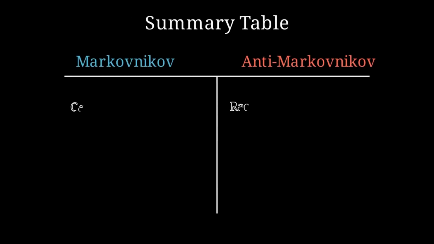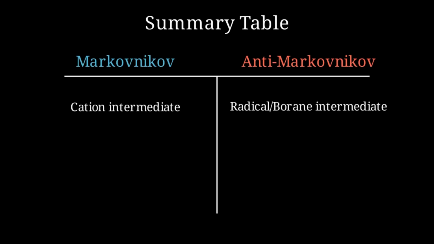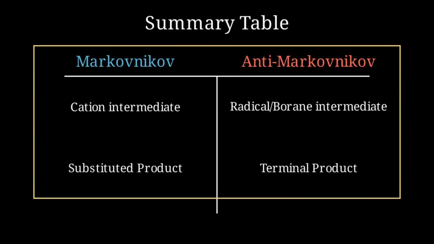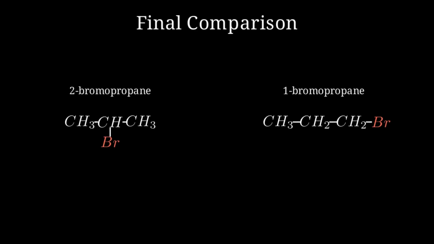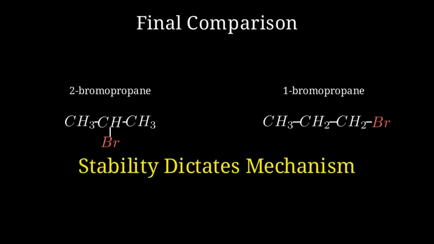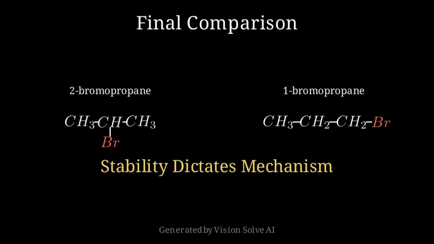To summarize, Markovnikov reactions favor the most substituted carbon via carbocations, while anti-Markovnikov reactions use different intermediates like radicals or boranes to target the terminal carbon. Understanding the stability of intermediates allows us to predict the regiochemistry of organic reactions. Mastery of these mechanisms is key to synthetic chemistry.